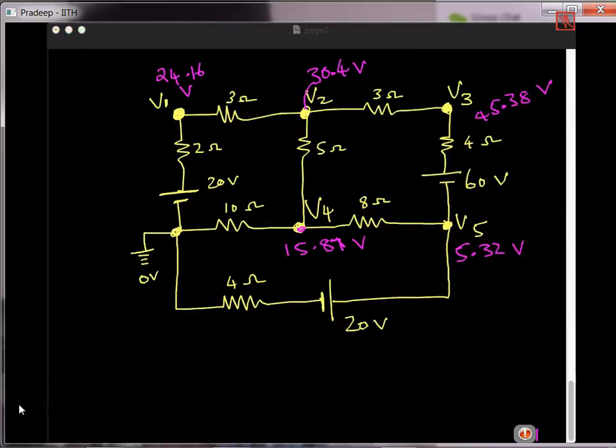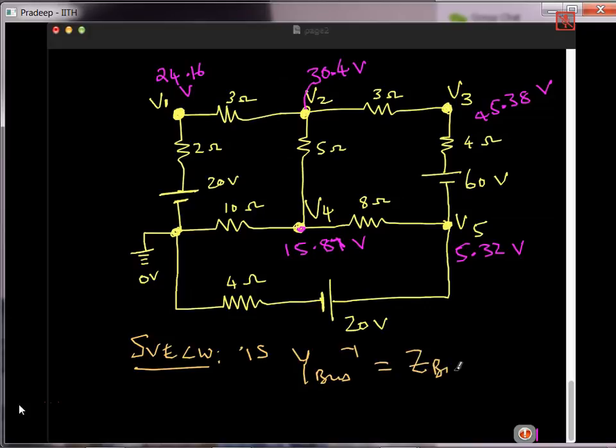Okay, the question you are asking is whether the inverse of Y bus is nothing but Z bus. So the answer is yes. Just now we inverted Y bus, so that is nothing but Z bus. If you want to see Z bus, I can also show you Z bus.